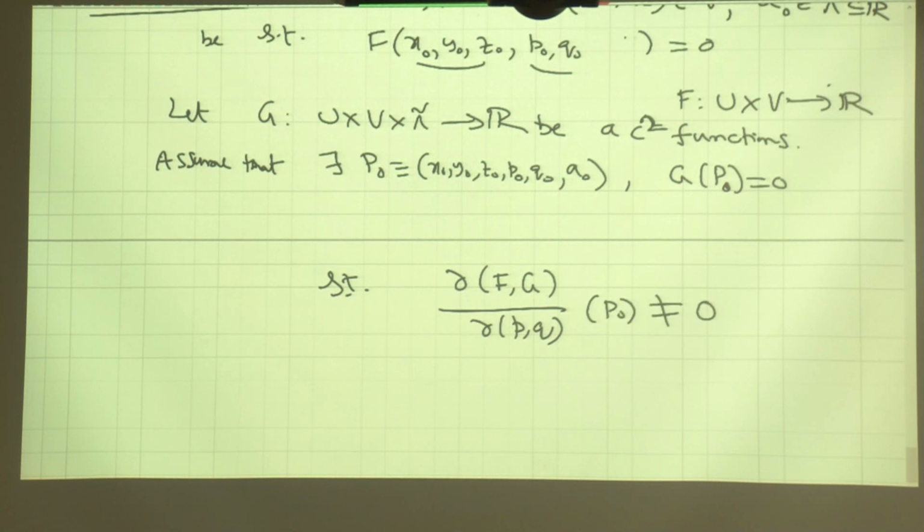See, actually it does not make sense to ask this, because what do you mean by the derivative of F with respect to q at P naught? P naught is a 6 tuple, whereas my F is defined only on 5 tuples. So you can assume it is defined, but it does not depend on that. With that understanding, this is fine. So I have F equal to 0, G equal to 0 at this 6 tuple, x naught, y naught, z naught, p naught, q naught, a naught. And I know the Jacobian with respect to p, q is not 0. Therefore, implicit function theorem tells me, I will write for once the conclusion of the implicit function theorem.